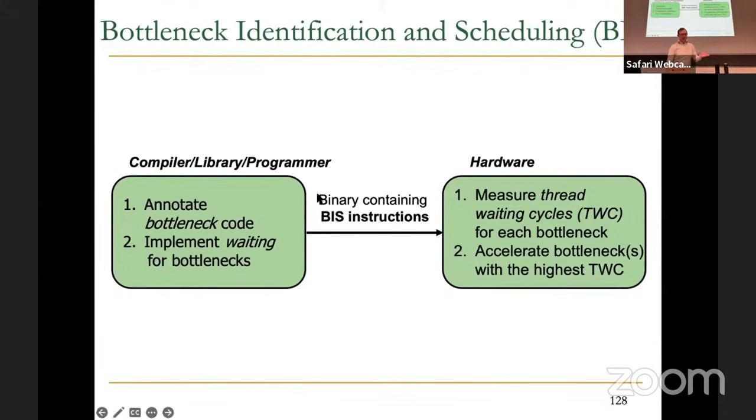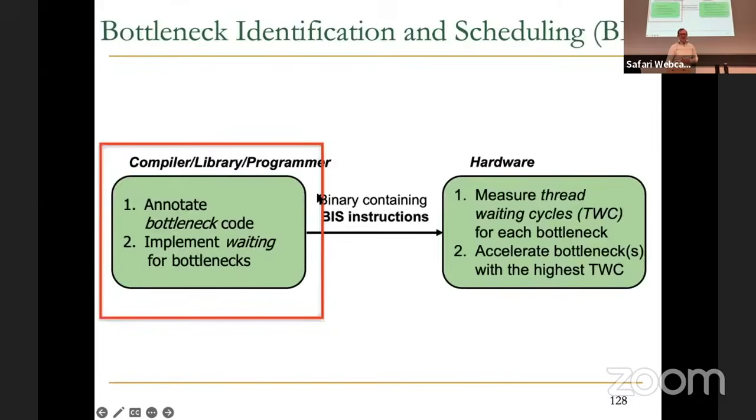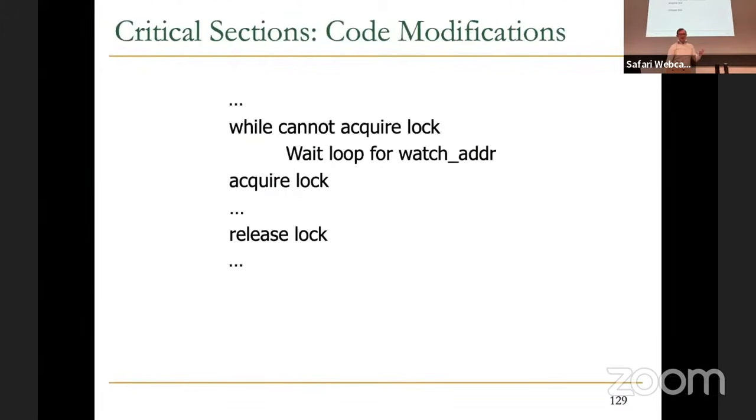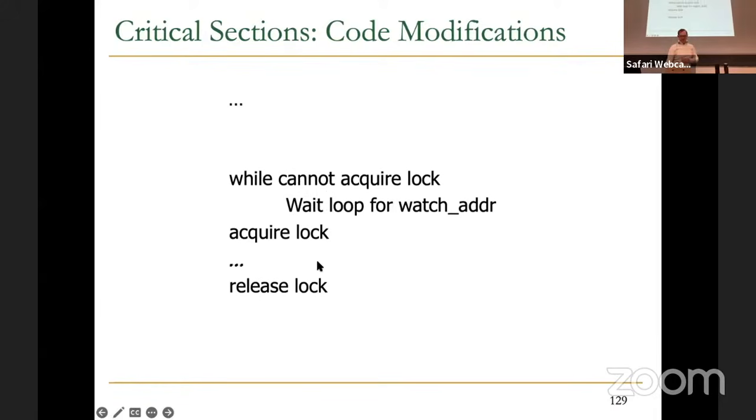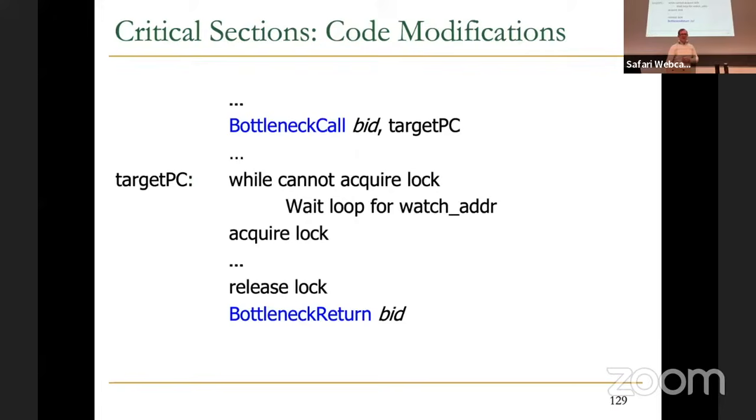Unfortunately, it requires changes to both hardware and software, as you can see. Let's take a look at the software changes. So this is a critical section. We try to abstract away as much as possible. So while you cannot acquire the lock, you wait, essentially, while watching an address. And then you acquire the lock once you're done waiting, and then you release the lock. Right? Now, we're going to outline this call. You don't necessarily have to, but for making things easier, you outline it using a bottleneck call.